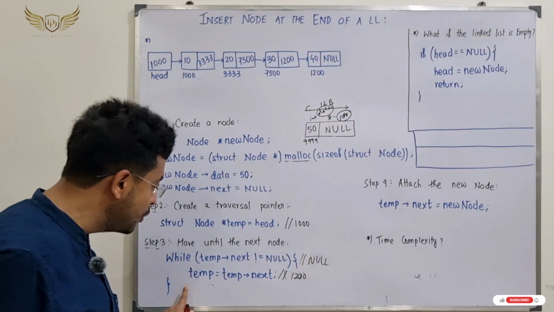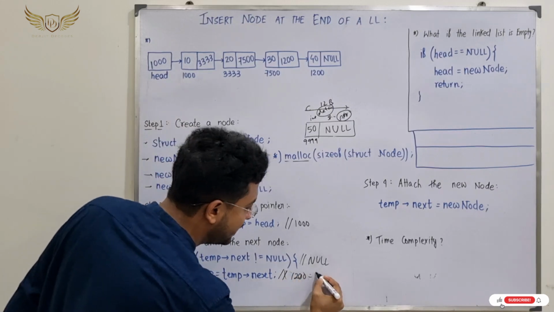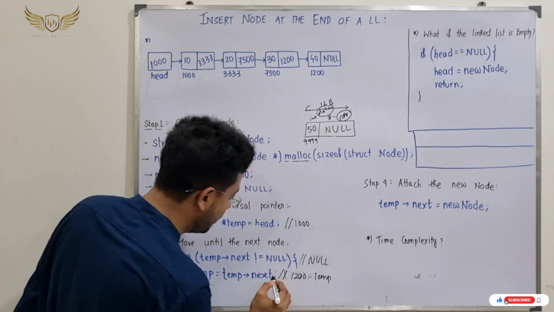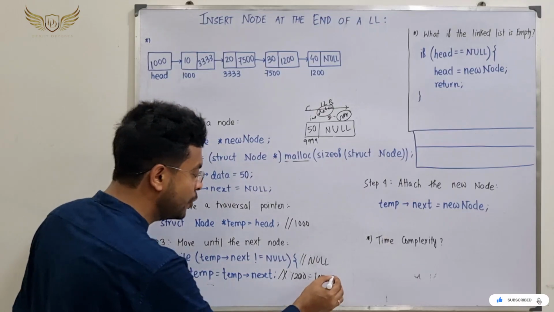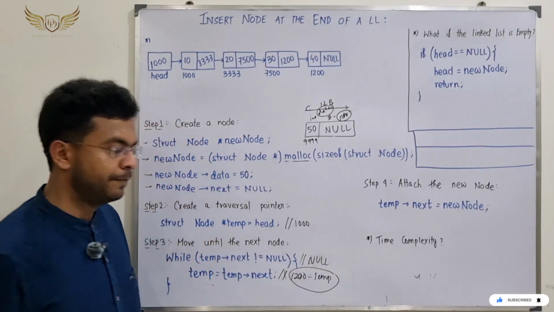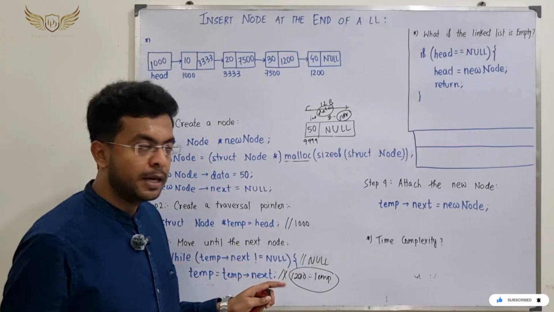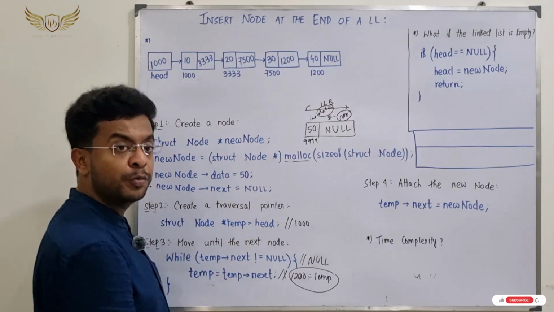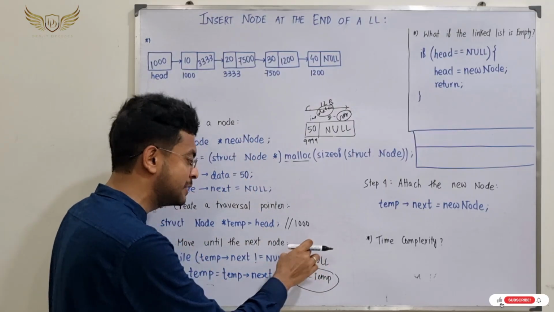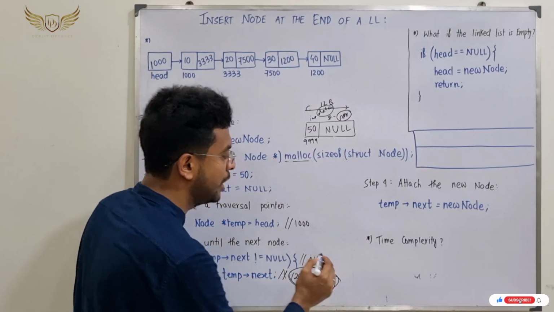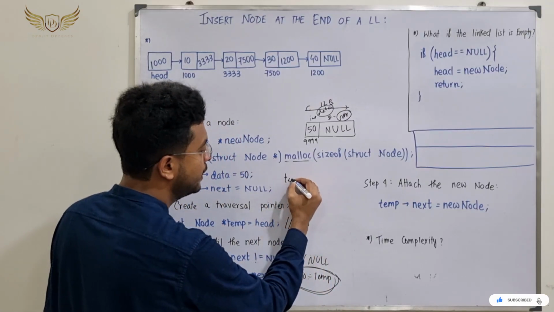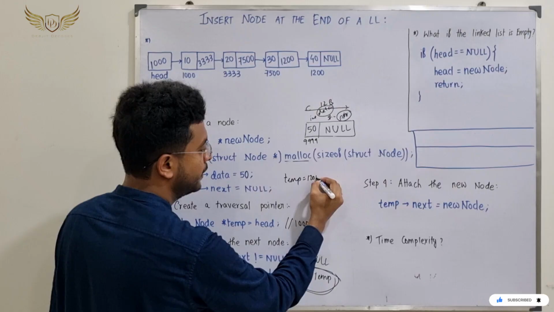So what is the last value of temp? The last value of temp is 1200, because it will not get modified anymore, because it will not come inside this while loop. So the last value of temp is 1200. Are you getting my point? Because it has moved until and unless it has found a null. Whenever it is finding a null, it will not go inside this. The last value of temp is 1200.